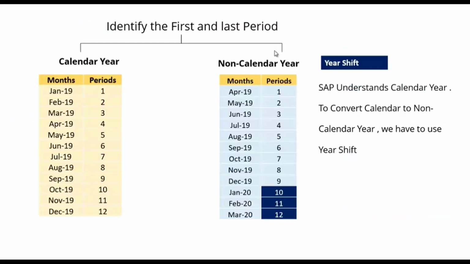Here we have one best example for year shift. As you can see, this is the calendar year, January to December, with no year shift. When it comes to a non-calendar year, as I told you, April to March. April is the first period, May is the second, June third, and likewise at last we have 10, 11, 12. These are called year shift. SAP understands the calendar year. To convert a calendar year to a non-calendar year, we use year shift. This is the year shift concept.